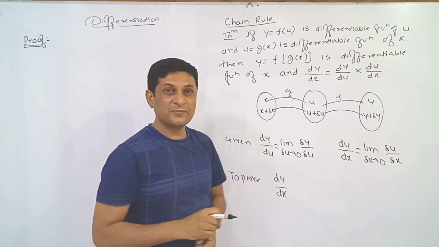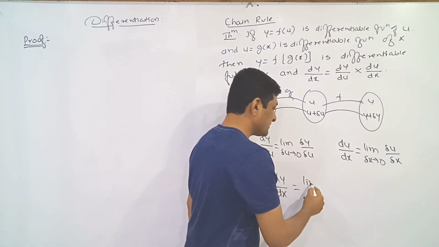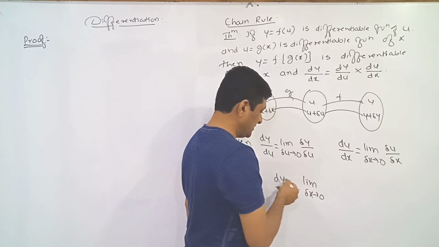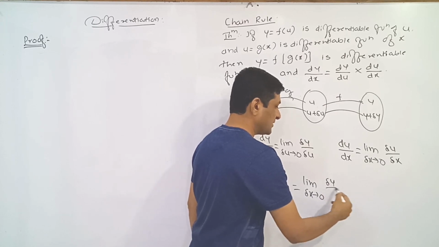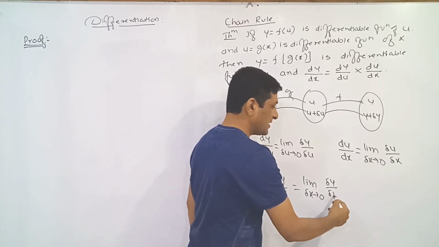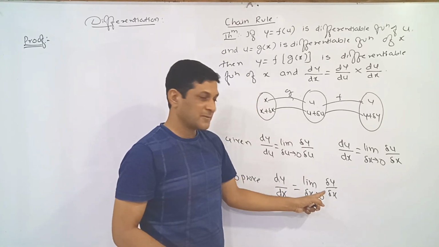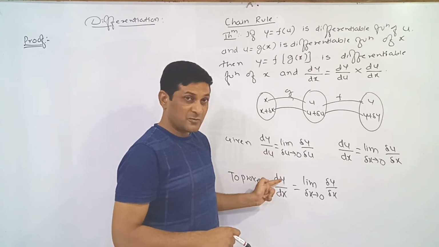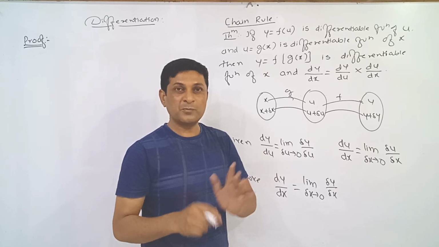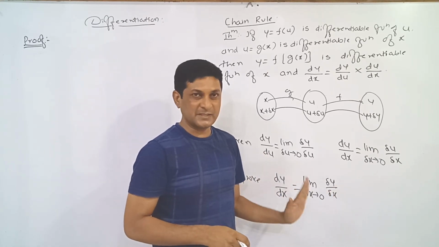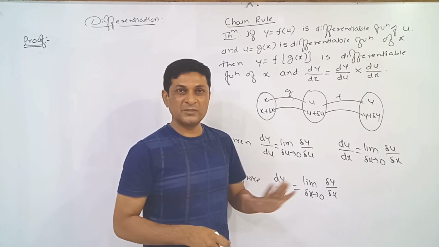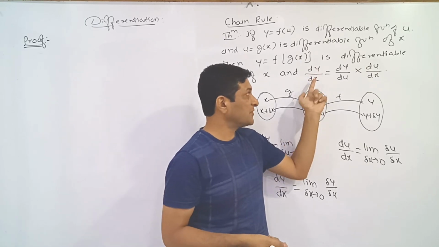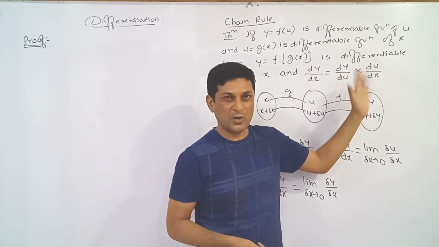But we can say that y is a differentiable function of x if this limit exists, that is, limit delta x tends to 0, with delta y in the numerator and delta x in the denominator. If this limit exists, only then can we say that y is a differentiable function of x. For that purpose, we have to prove that this limit exists. Is it clear? So let us make use of the given conditions to prove that y is a differentiable function of x, and it is given by this formula.